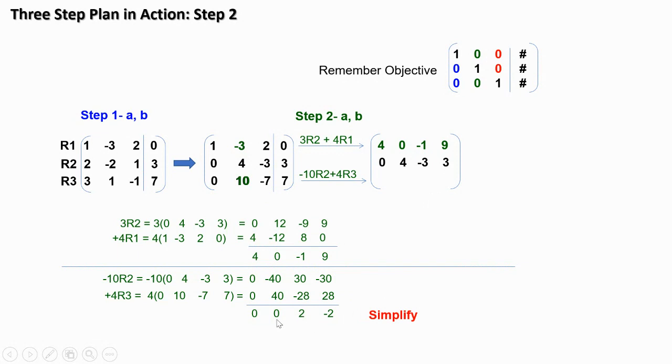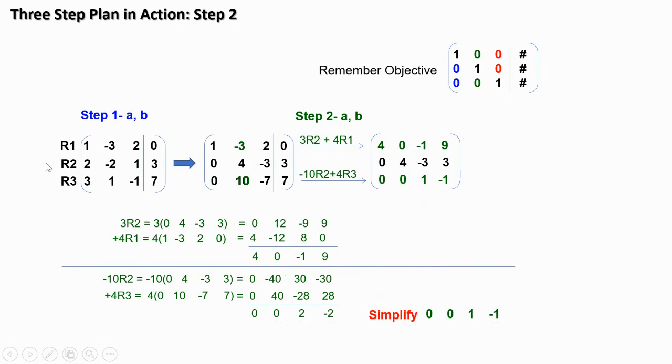What does it mean to simplify? We can divide, because this is like my z value, we can divide everything by 2, right? So 0 divided by 2 will be 0, 0 divided by 2 will be 0, 2 divided by 2 is 1, negative 2 divided by 2 is negative 1. So that's my new row 3.